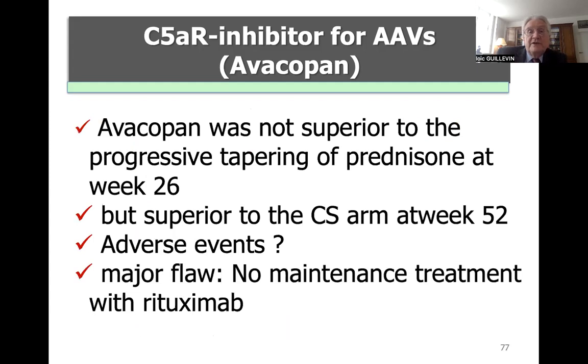Avacopan was not superior to the progressive tapering of prednisone at 26 weeks, but superior at 52 weeks. Adverse events, we do not have enough information. And the major flaw is, of course, the absence of maintenance treatment with rituximab, because with rituximab, we know that the number of relapses drops very frequently.